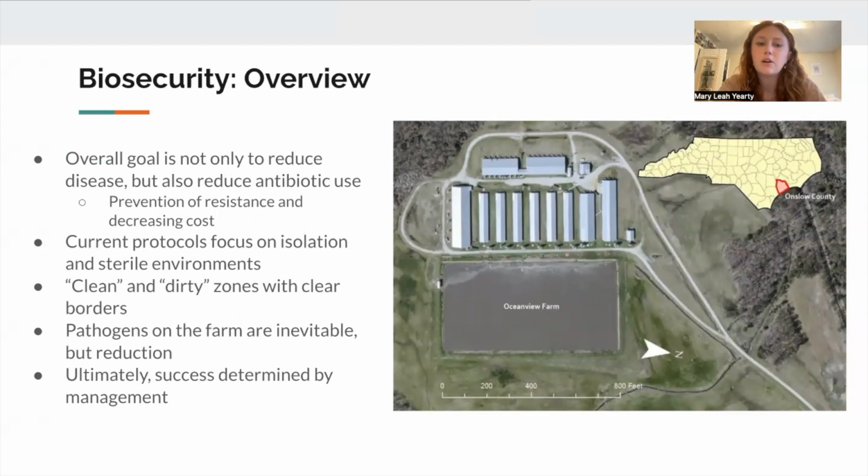Current protocols are really based in isolation and sterile environments, as well as having defined clean and dirty zones. But pathogens are inevitable, but reduction is really what's important to this industry. Ultimately, success is determined by management and how rigidly these protocols are being followed. Complacency is one of the biggest risks in this industry, but sticking to these can have a great effect on reducing disease in these farms.